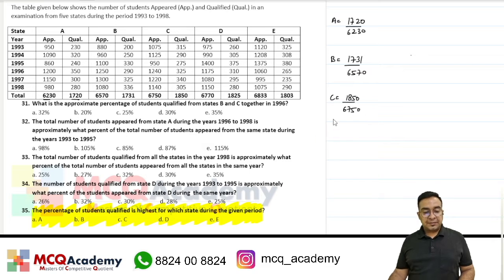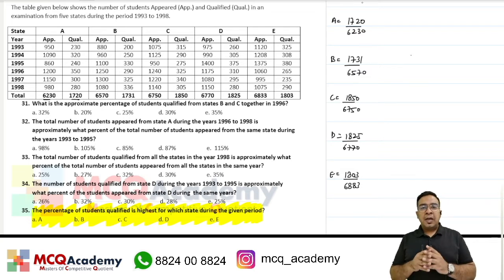For state D this is given to be 1825 divided by 6770, and for state E this is equal to 1803 divided by 6883. नाउ यहां पे हमने फ्रैक्शन कंपैरिजन के अंदर जो चीजें सीखी थी, जो मेथड सीखे थे, उनमें से कोई भी मेथड साफ तौर पे अप्लाई नहीं हो पा रहा है, और इसलिए अगर इस क्वेश्चन को हम लोग सॉल्व करना चाहते हैं तो हमें इंडिविजुअली इनकी वैल्यूज को कैलकुलेट करना पड़ेगा.